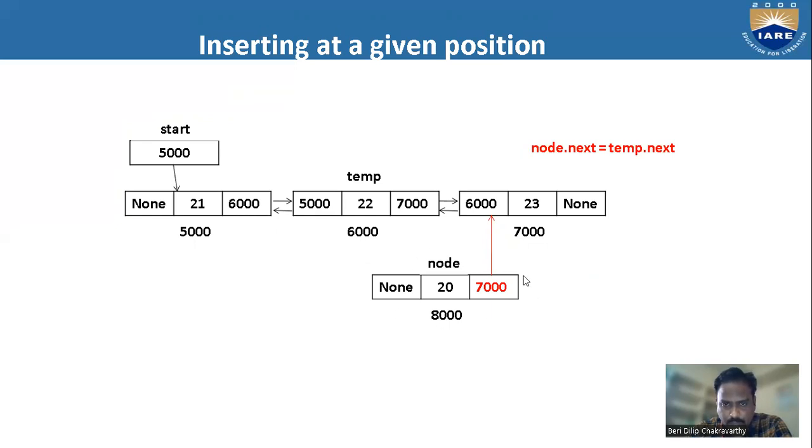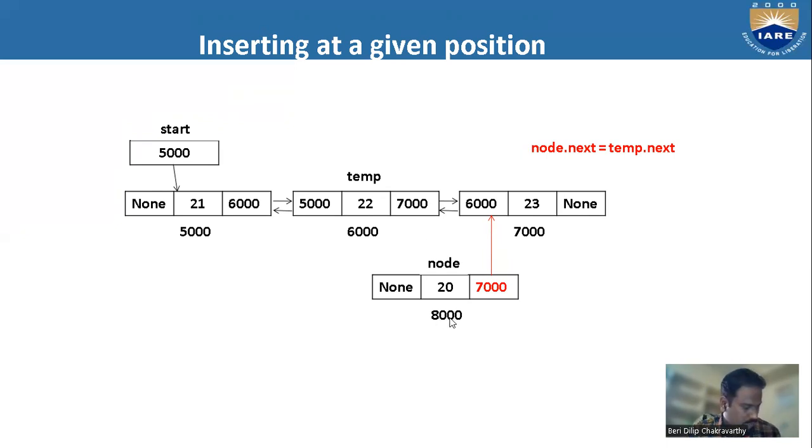So I'm taking this new node. In between these two I need to insert this. For that, in the next part of 8000 and in the next part of 20, I need to store the address of this node. Address of this node means 7000 should be stored here, and here 6000 should be stored. So we are just removing the links. Here, instead of 7000, I will remove this 7000 and store 8000.